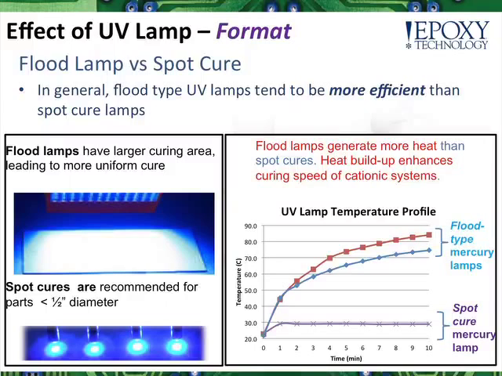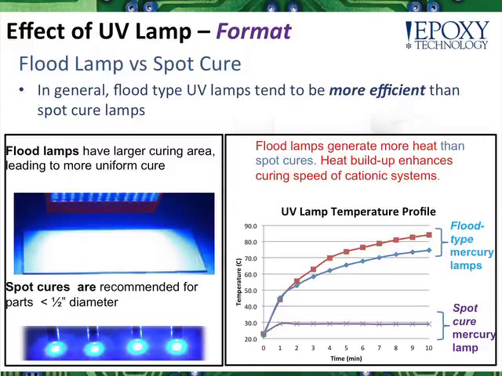This is below, and you can see that the diameter is typically going to be around a 1/2 inch, and you definitely do not want to be curing large parts with these or moving your spot cure. You really want your entire bond line to be illuminated at once.